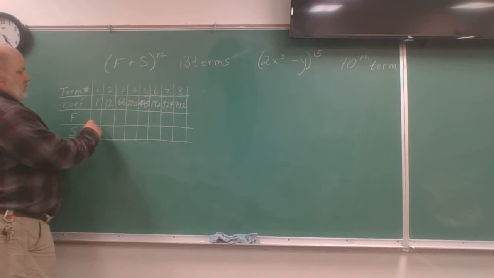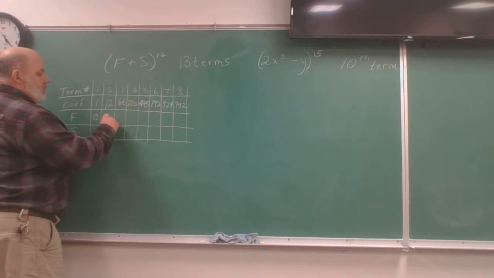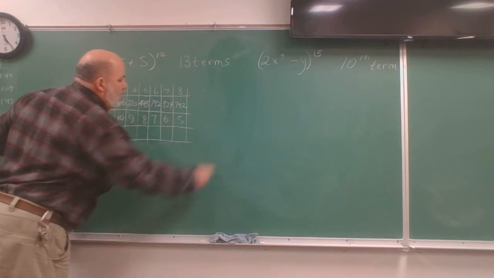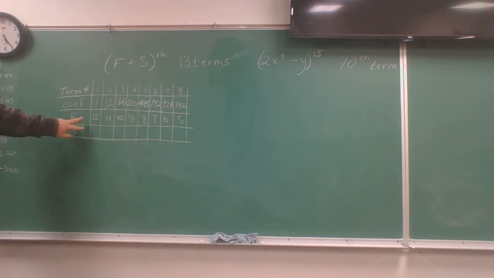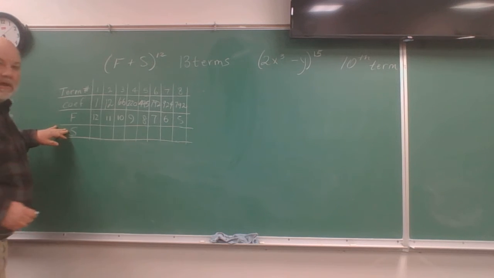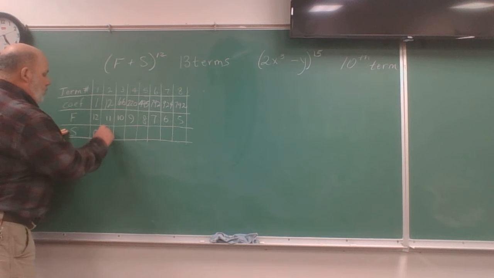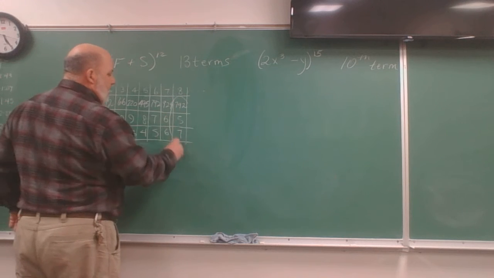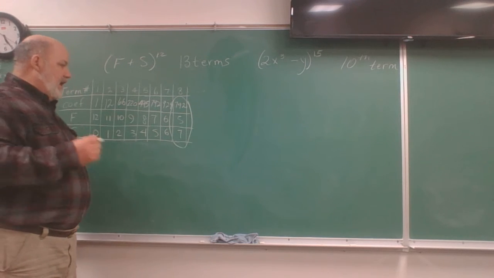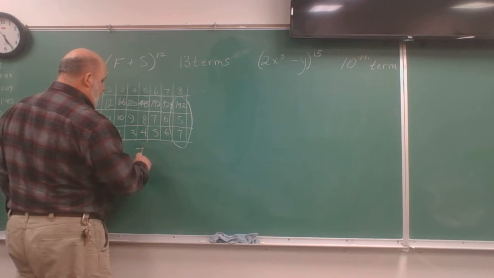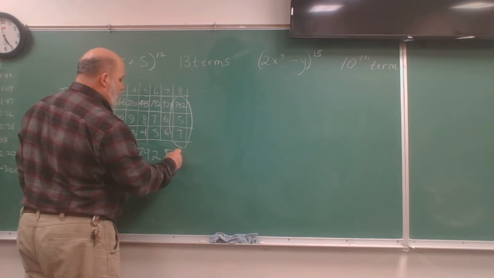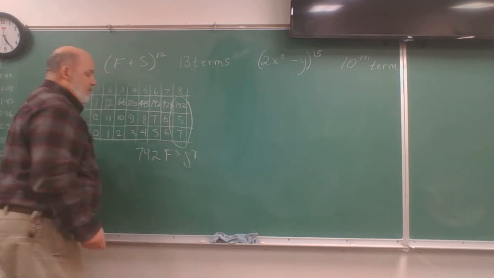What power do these first and second terms go to? Well, I know that this goes 12, 11, 10, 9, 8, 7, 6, 5, 4, 3, 2, 1, 0. I'm not drawing out all 13 terms. And these two powers here must add up to equal 12. The second term, the s, I'm off screen, aren't I? Is 0, 1, 2, 3, 4, 5, 6, 7. There is my answer right there. The 8th term will be 792 f to the 5th power and s to the 7th power.